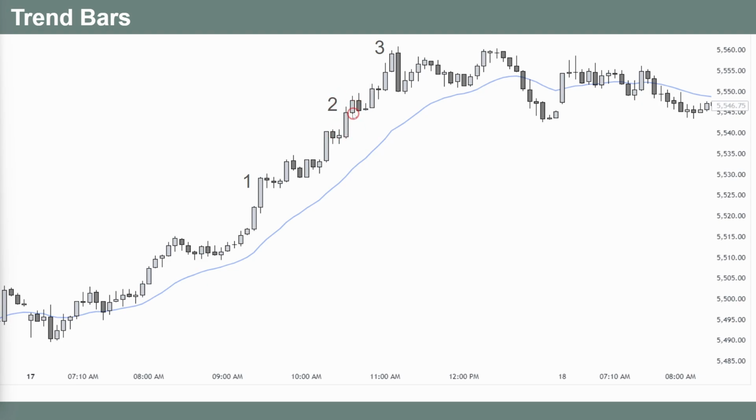Now this isn't the only gap. There's a gap bar here, there's a gap here, gap here, gap here, gap here to here. This is a gap from the high of this range bar, doji bar, to the low of this trend bar.